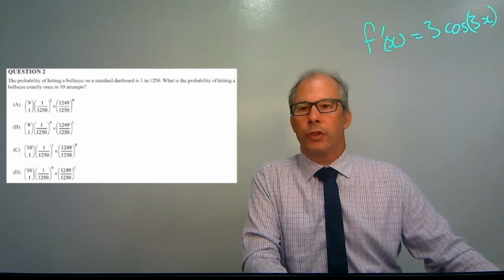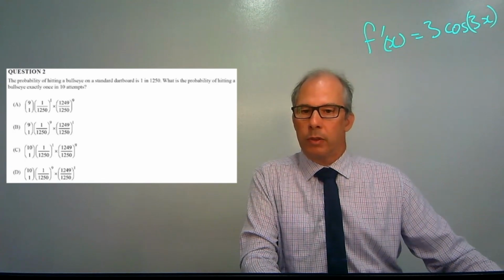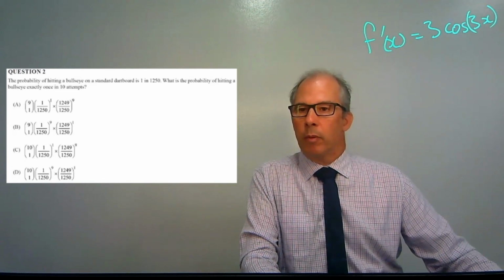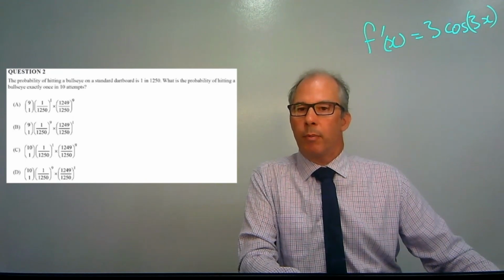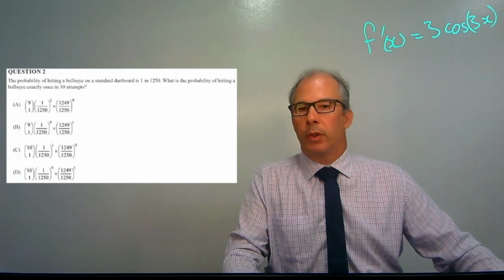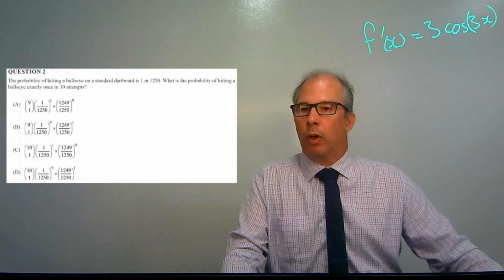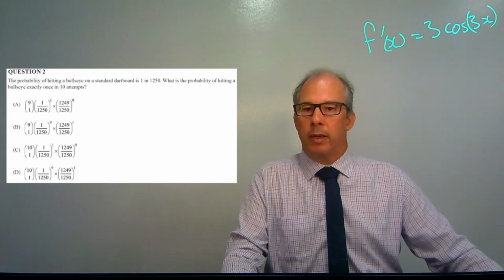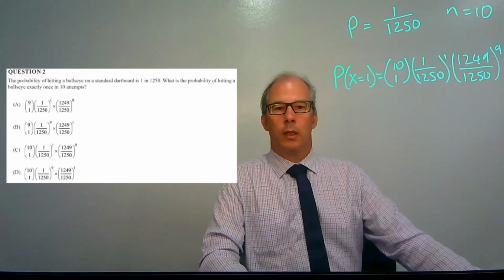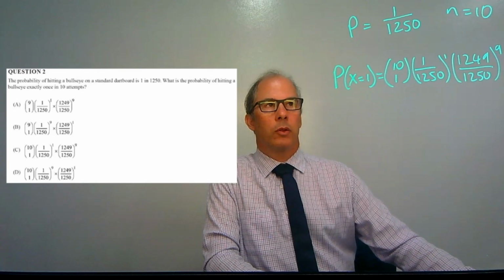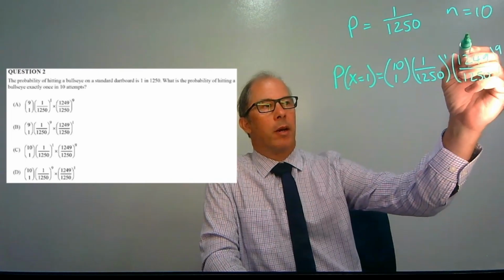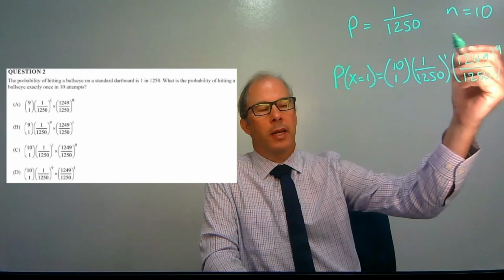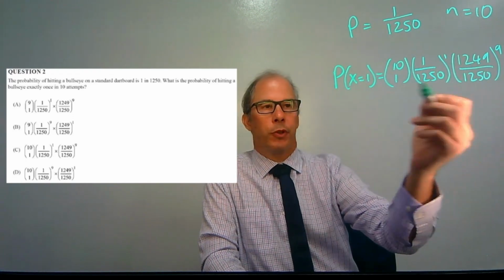All right, now question 2. The probability of hitting a bullseye on a standard dartboard is 1 in 1,250. What is the probability of hitting a bullseye exactly once in 10 attempts? The probability of success is 1 in 1,250. The number of trials in this case is 10, and we're going to use our binomial distribution formula.